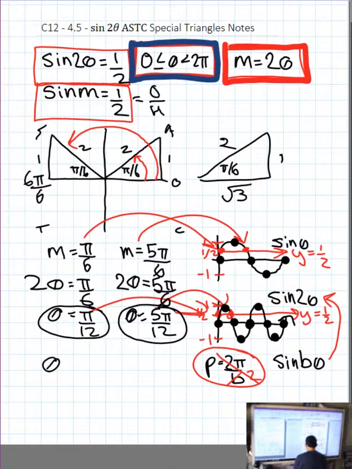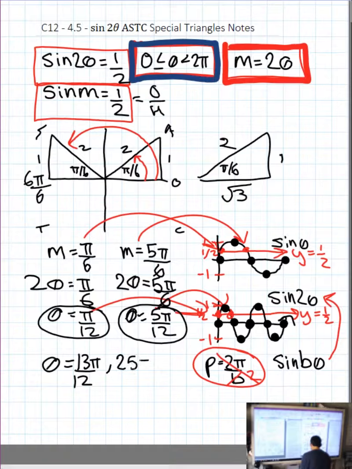So if I take pi over 12 and add pi to it, well, that's adding 12 pi over 12 to it. So that's 13 pi over 12. And then if I add pi to it again, I'm adding another 12 pi over 12, which would equal, I'm going to use a comma this time, 25 pi over 12. Now, again, big red at the top, I'm going to overline blue.